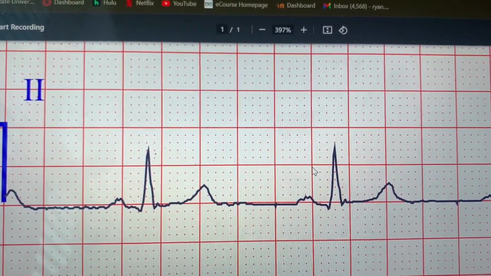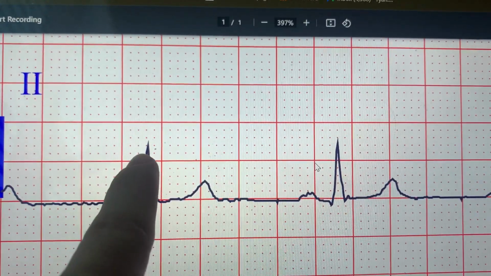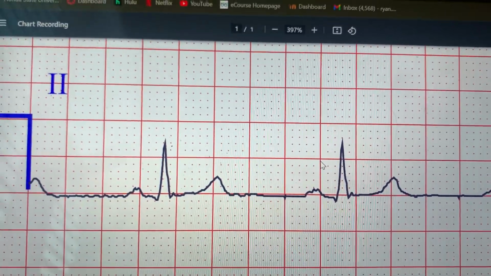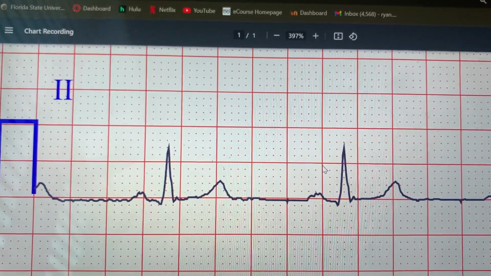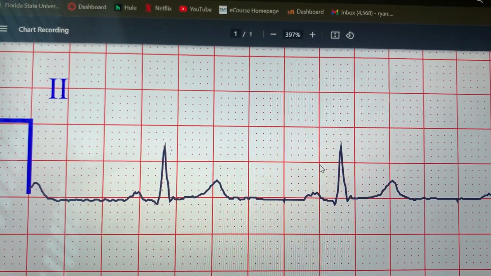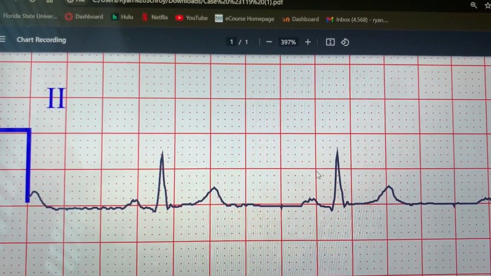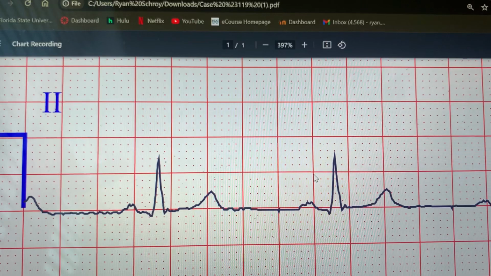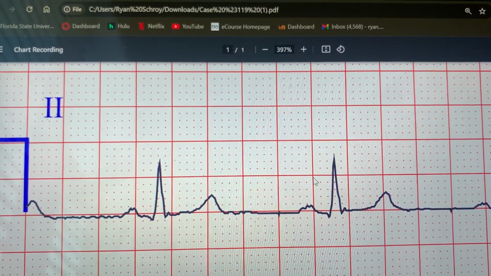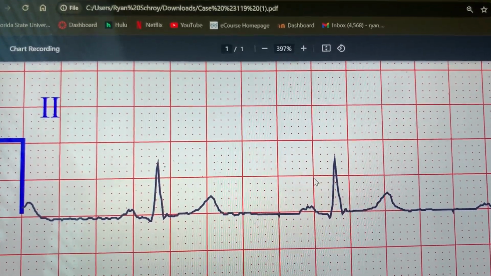To get ventricular count, we're going to count from the peak of one R to the peak of the next R. We again get 25 small boxes, so we divide 1500 by 25 to get 60 beats per minute. These match up, which shows that we have a normal association between when the atria contracts and when the ventricle contracts.